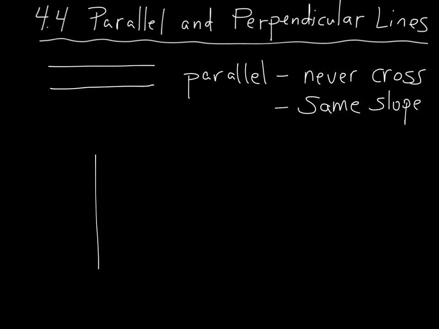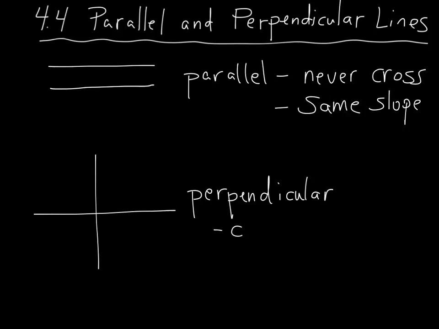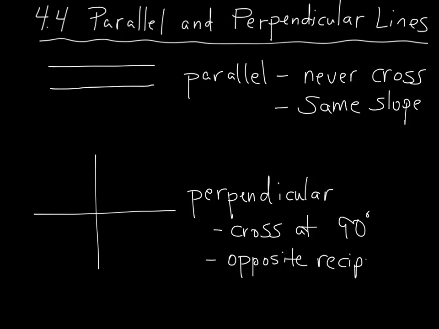Perpendicular lines are lines that look like this, that form those 90-degree angles. So these are perpendicular. And perpendicular lines cross. They definitely cross. They cross that 90-degree deal. So they cross at 90 degrees. And their slopes are what's called opposite reciprocal. And we're going to do some examples of what that looks like, because I know you got to have an idea for that.